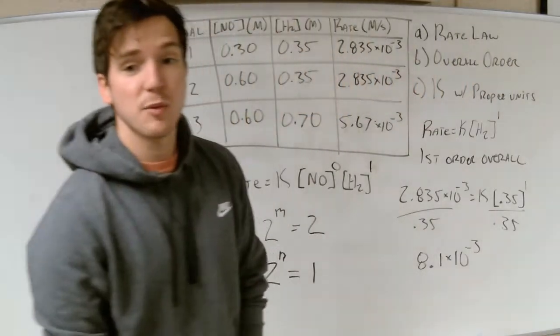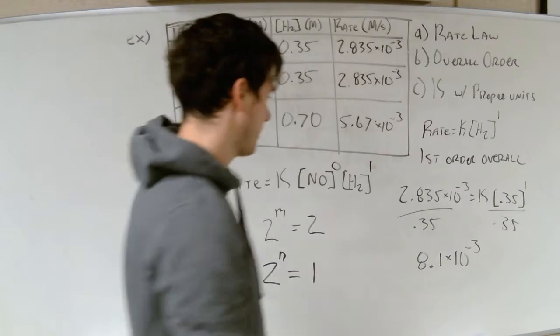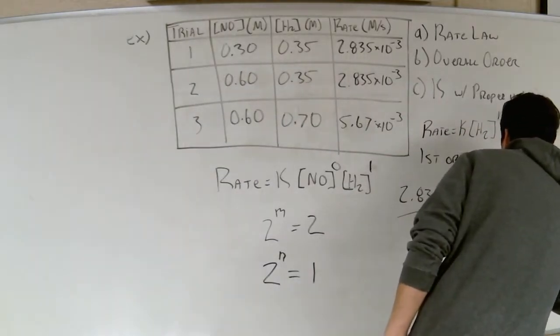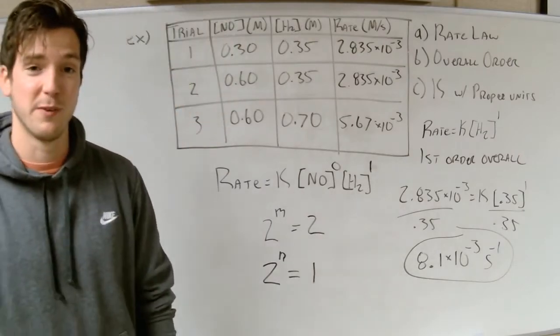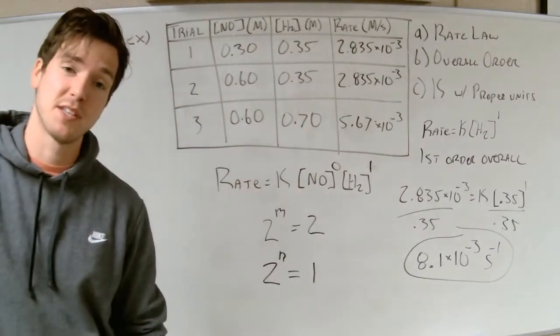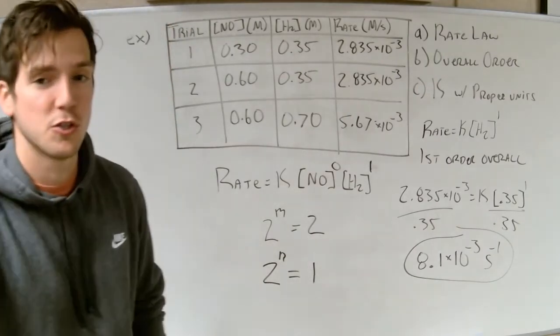What are our units going to be? Remember, if it's zero order, there's no units. If it's first order, it's s to the minus 1. If it was second order, it'd be s to the minus 1, M to the minus 1. If it was third order, it'd be s to the minus 1, M to the minus 2.